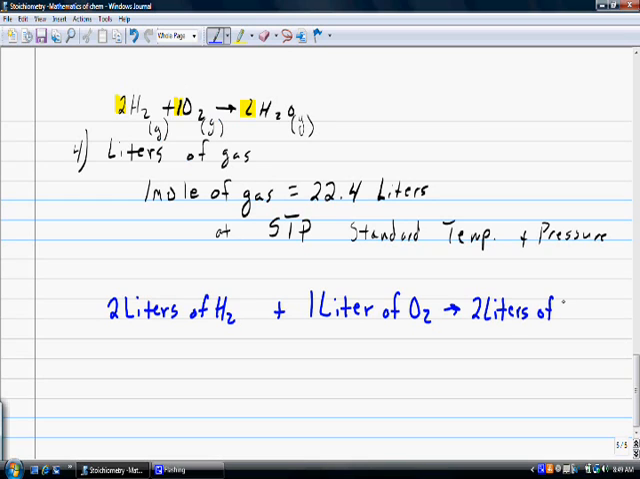of gaseous water. And remember, these all have to be gases; you can't do this with liquids and solids. That's a common mistake kids try to make. They try to put this into liters of solids and liquids, and you can't do that. Okay? Let's summarize this part.